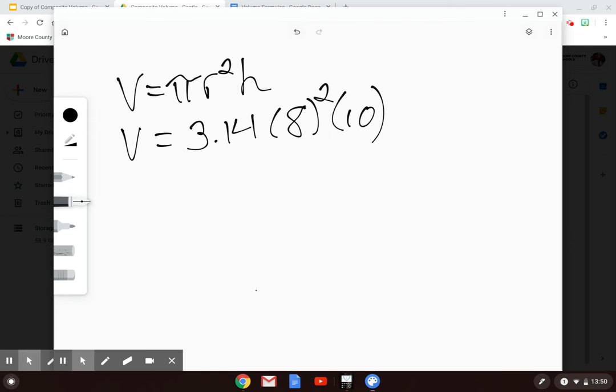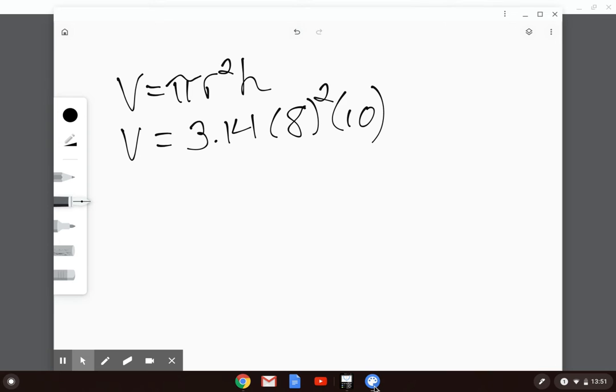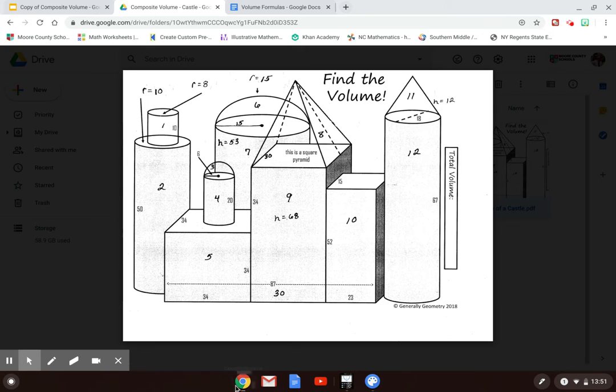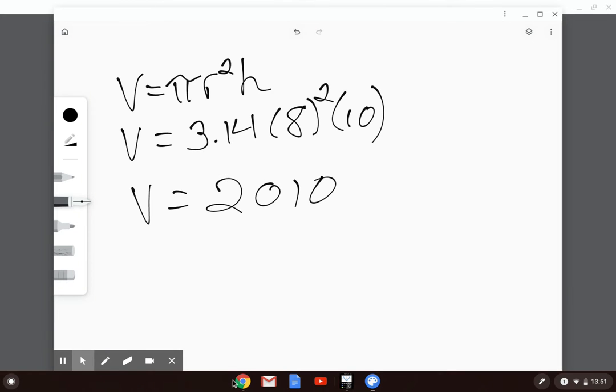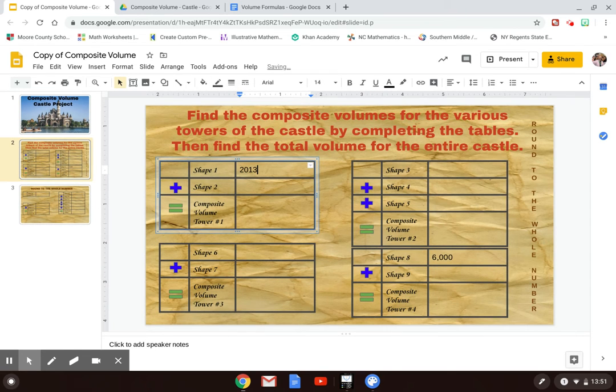So when I come over here to my calculator, I'll type in 3.14 times 8 squared times 10. And that equals 2009.6, but since we're rounding to the whole number, that number is going to be 2010. So my volume here equals 2010. So then I come over here to my table. Shape number 1, I enter 2010.